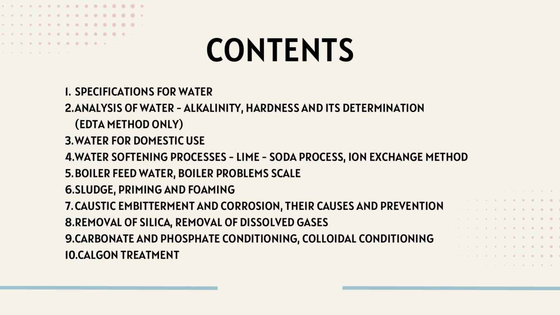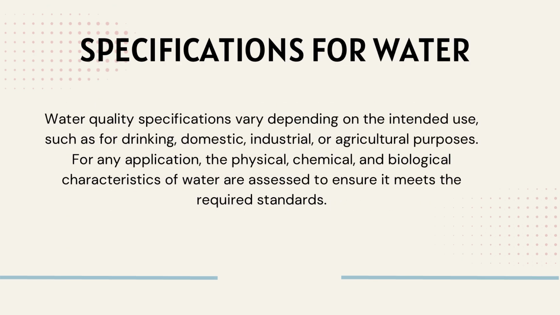We will cover a variety of topics in this video, from specifications of water to Calgon treatment. Let's dive in. Water quality specifications vary depending on its intended use, whether it's for drinking, domestic, industrial, or agricultural purposes. It's crucial to assess water based on physical, chemical, and biological characteristics to ensure that it meets the required standards for its specific application.